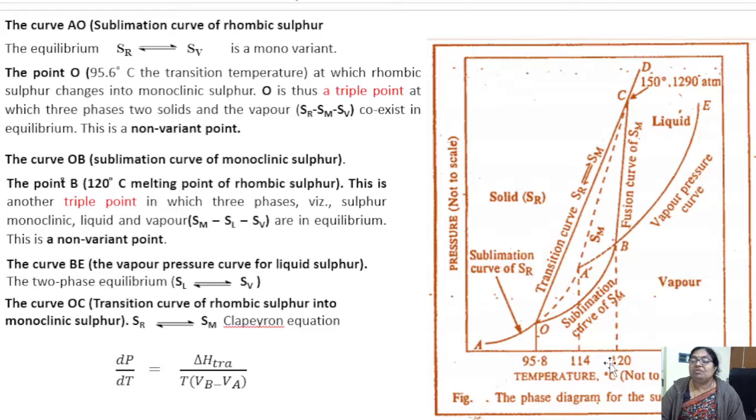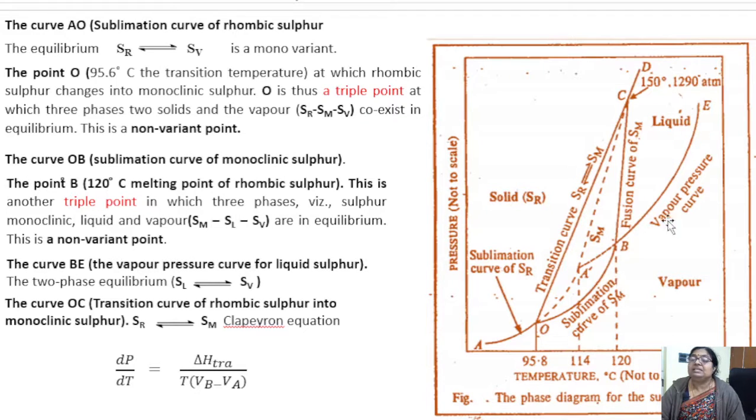So the liquid form appears at about 144.7 degrees centigrade to 150 degrees centigrade. Above 150 degrees centigrade, liquid sulfur will be observed at a particular pressure. So you must know that at 150 degrees centigrade, the liquid form appears at the corresponding pressure.